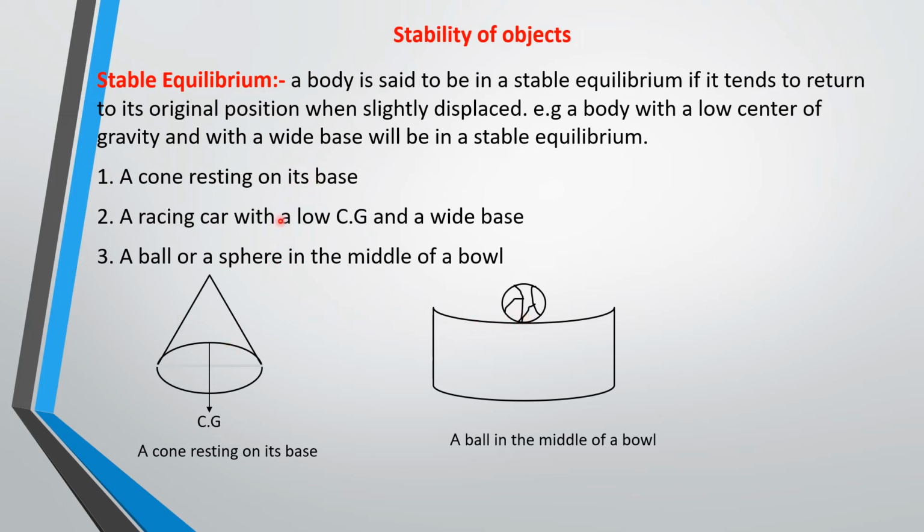And please, I want you to take note of all this. Please take note of them. These are basically objective questions that you can have or you can see. So these are examples of stable equilibrium. A body is in a stable equilibrium when, if it is displaced slightly, it will return back to its original position.